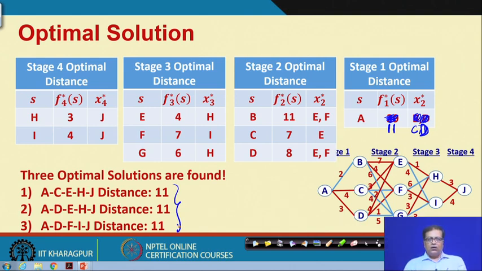So, this is how we solve the example stagecoach problem, and we shall take up more problems in the subsequent lectures.